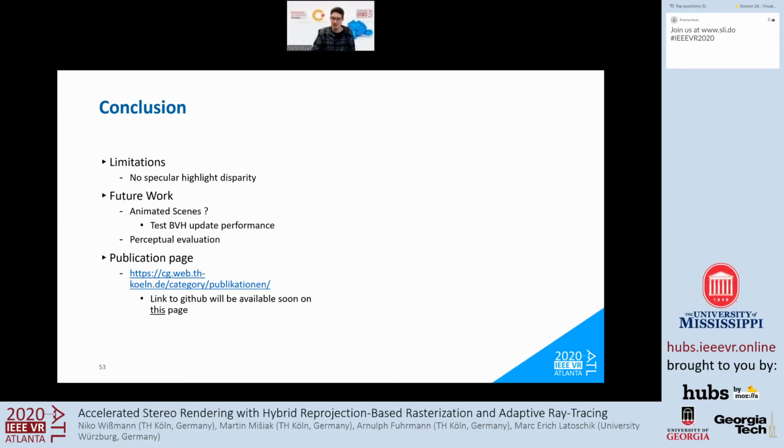For future work, we would like to test our system's performance in animated scenes. We're quite optimistic in this regard, as the DirectX ray tracing API, which is responsible for the BVH updates, is targeted towards highly interactive applications. And in addition, we would also like to evaluate our system's quality on a perceptual level.